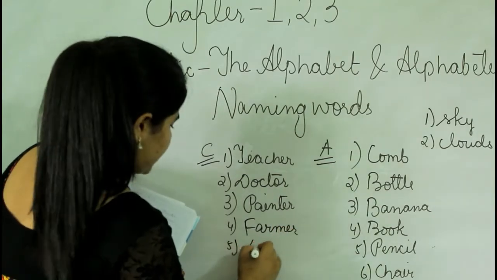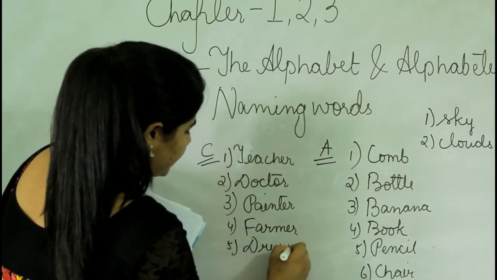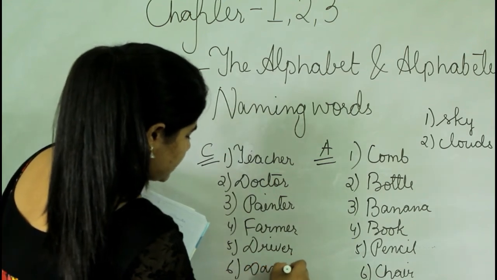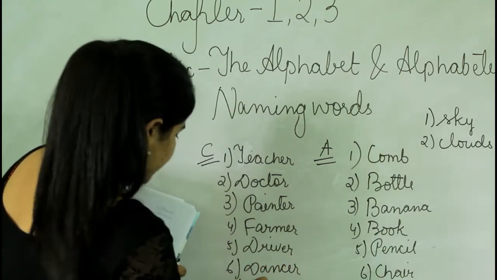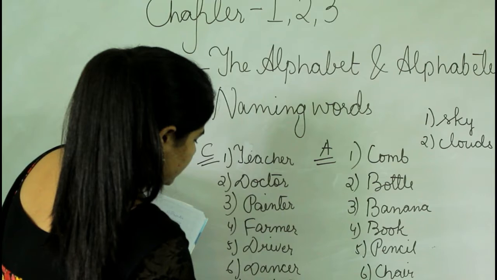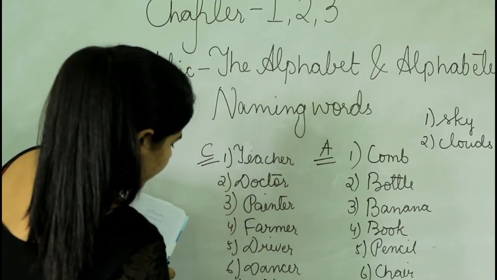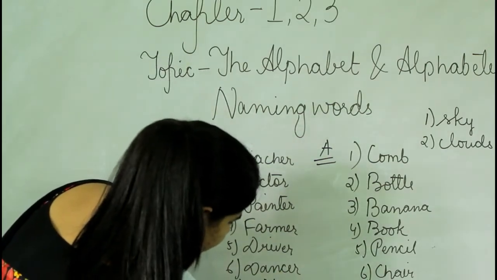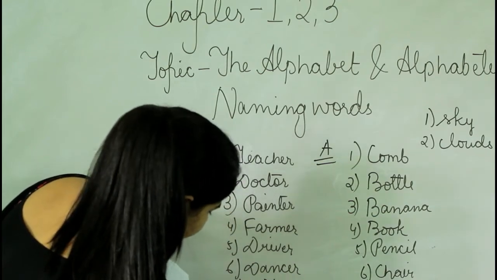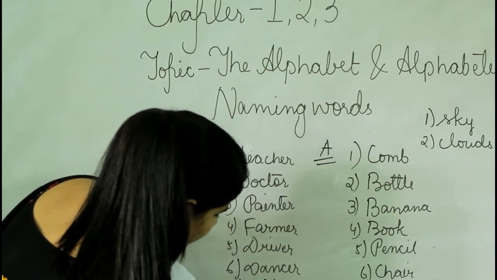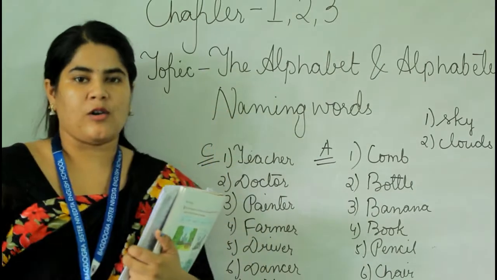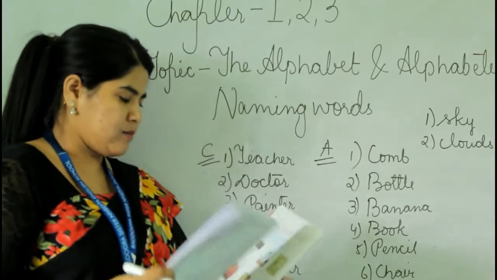Number 5 will be driver, D-R-I-V-E-R, driver. Number 6 is dancer, D-A-N-C-E-R, dancer. Number 7 is tailor, T-A-I-L-O-R, tailor. Number 8 is singer, S-I-N-G-E-R, singer. And the last one is actor, okay? A-C-T-O-R, actor. In this way you have to follow the pictures and write the names, okay?